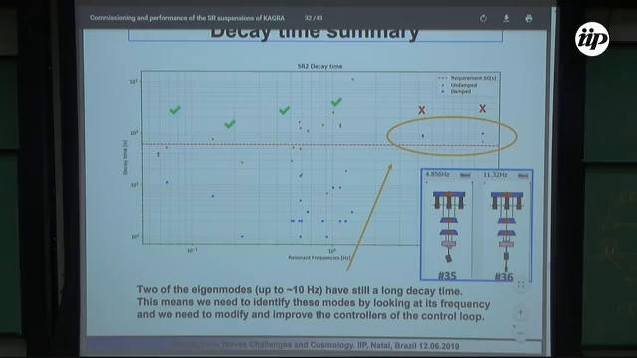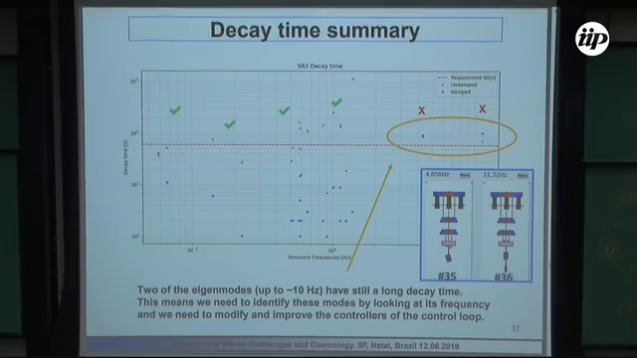We need to plot a summary of the decay times of our system, for example. These are the first 34 eigenmodes, undamped in orange and damped in blue. Here are two that still have a long decay time.